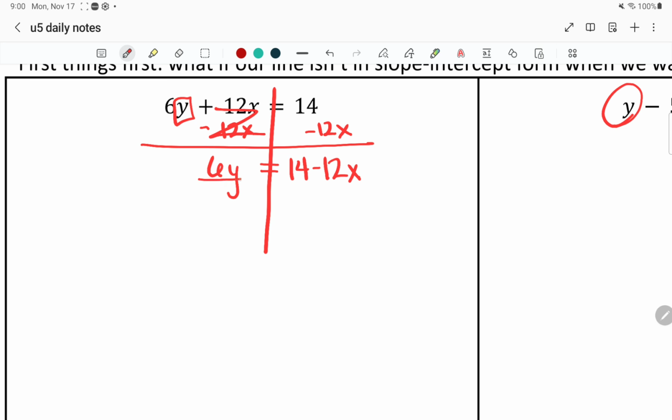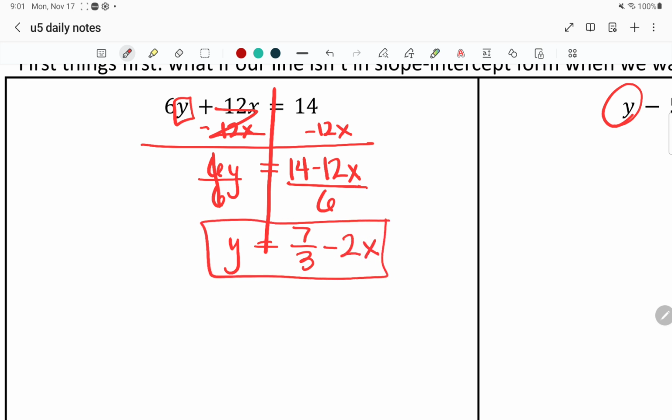And then I'm going to divide by 6 on both sides because that's the last thing with y. And when I divide by 6, I have to divide by everything. So notice my big fraction bar. And because I have not like terms, I have to do these separately. I can't do in my calculator 14 minus 12 divided by 6. I have to do 14 divided by 6 and 12 divided by 6. And that is going to create 7/3 minus 2x. And this whole thing is what goes into Delta Math.